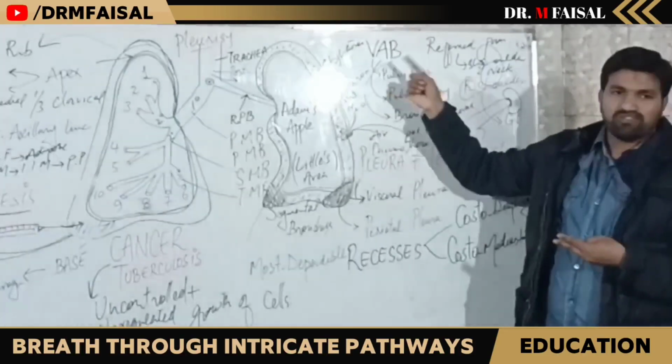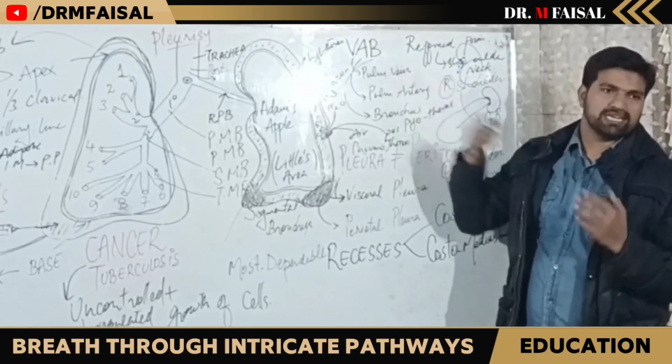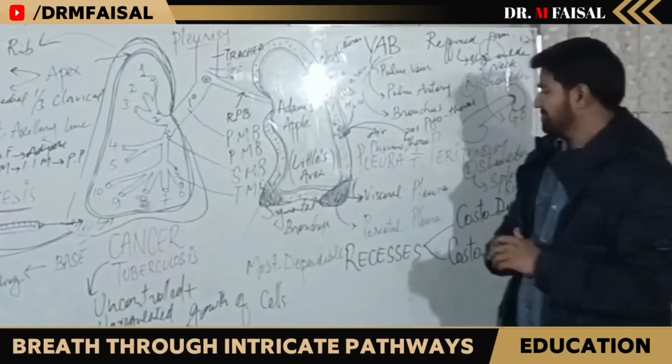First of all, most anteriorly we have the pulmonary vein. Posterior to that we have the pulmonary artery. Posterior most we have the bronchus going to the lungs.